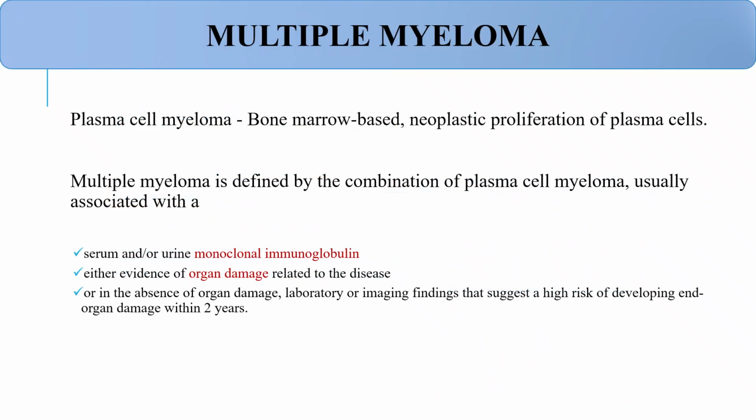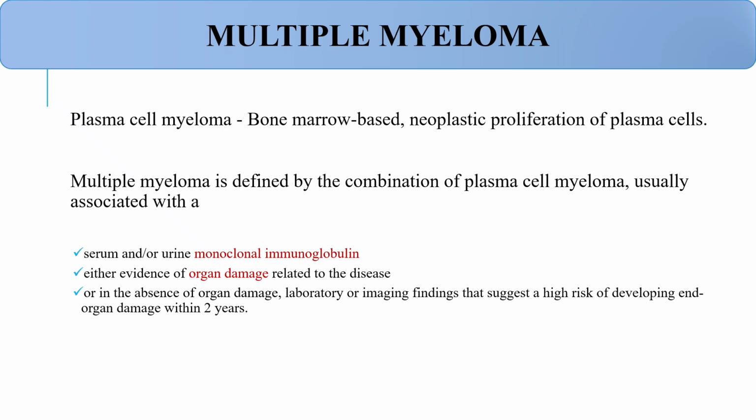So, what is multiple myeloma? Multiple myeloma, also known as plasma cell myeloma, is a bone marrow based neoplastic proliferation of the plasma cells. It is defined by clonal plasma cells, usually associated with a serum and or urine monoclonal immunoglobulin, with either evidence of organ damage related to the disease, or in the absence of organ damage, laboratory or imaging findings that are suggestive of high risk of developing end organ damage within 2 years.